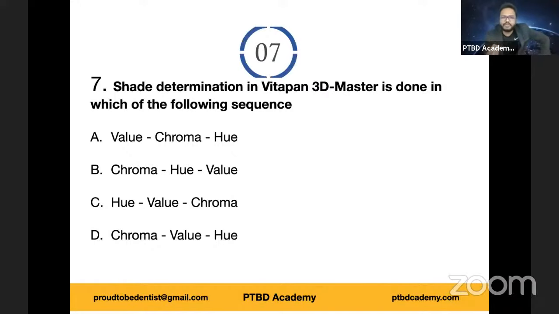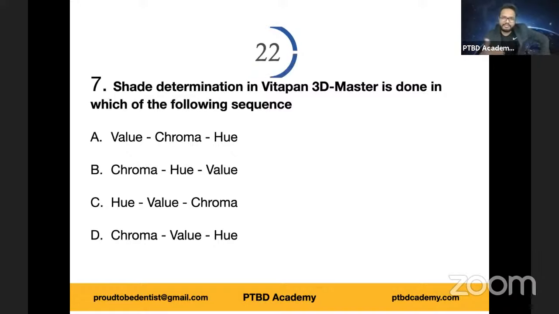So the moment you come across this Vitapan 3D Master, just look into the number of natural tooth shades. You feel like saying, wow, cool, huh? So wow for value, cool for chroma, huh for hue. You can create your own mnemonic. It doesn't matter how stupid it is, because ultimately what matters is how you remember the sequence, okay?